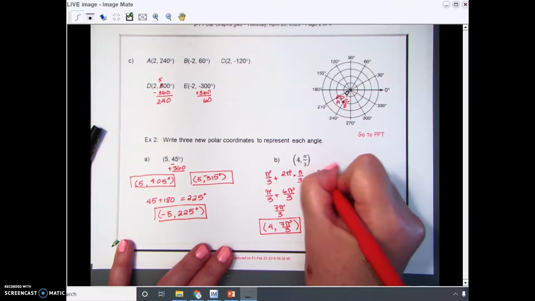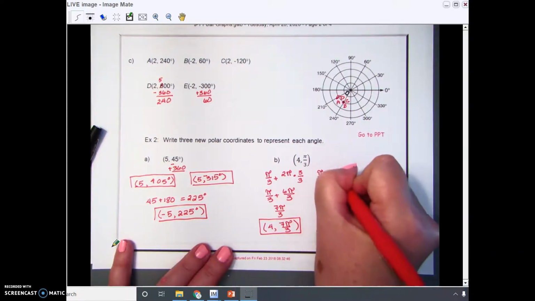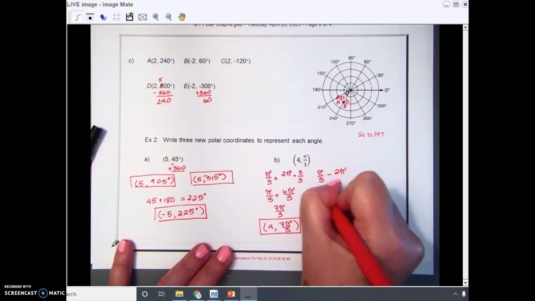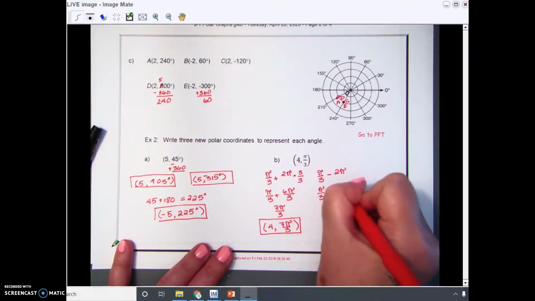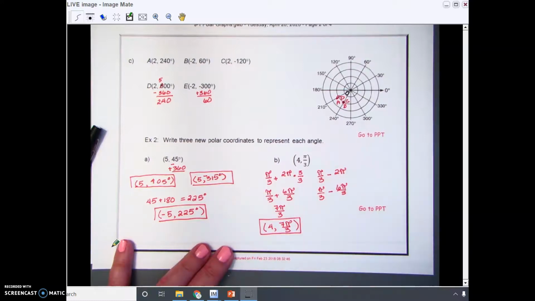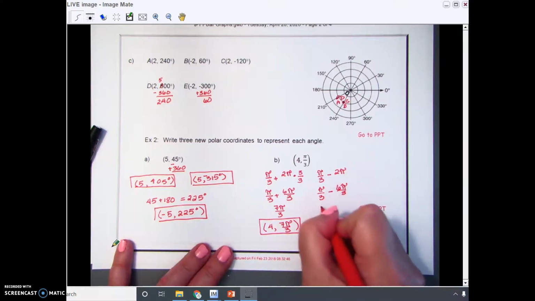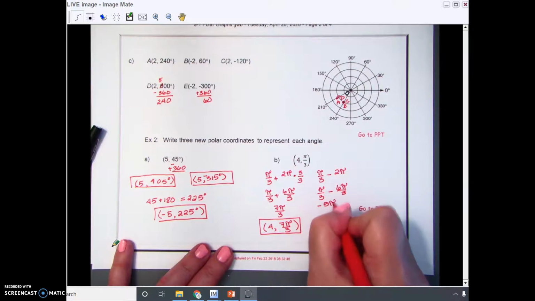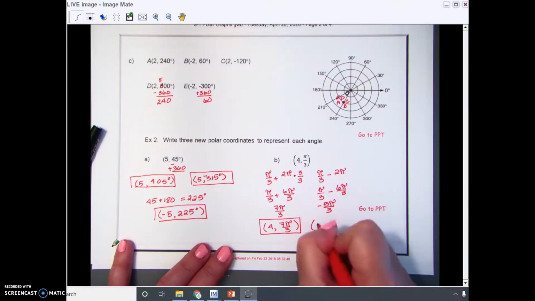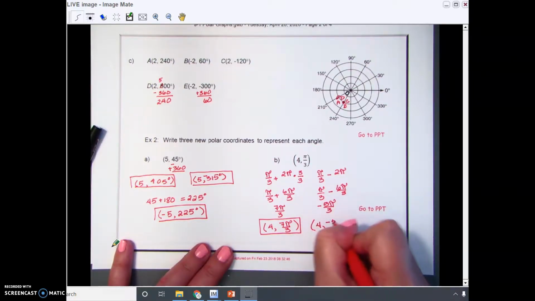I could also do pi over 3 and subtract 2 pi. So similarly, that would be pi over 3 minus 6 pi over 3. And so when I do that, I get -5 pi over 3. And so we could be located at 4 comma negative 5 pi over 3.